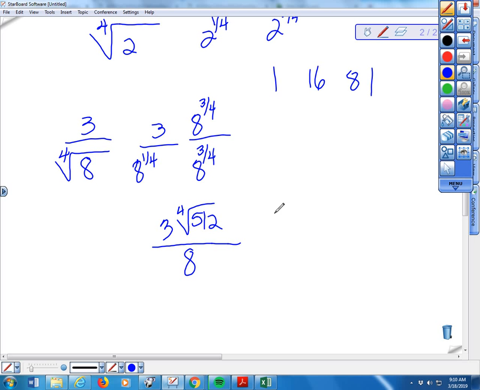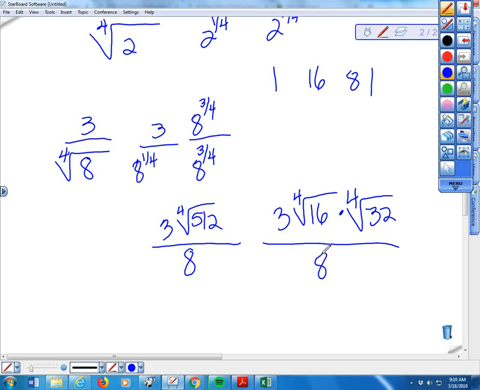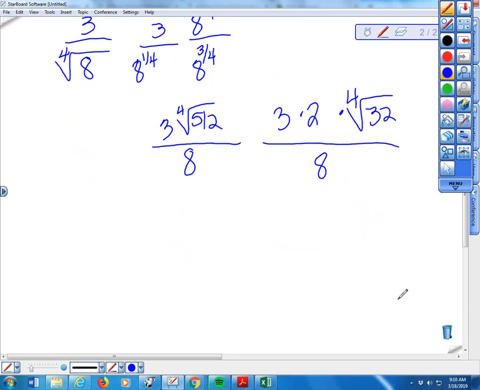Okay, so I could rewrite this as the 4th root of 16 times the 4th root of 32, still all over 8. You just told me the 4th root of 16 was 2, right? So this becomes 2, and I'm left with 6 times the 4th root of 32.